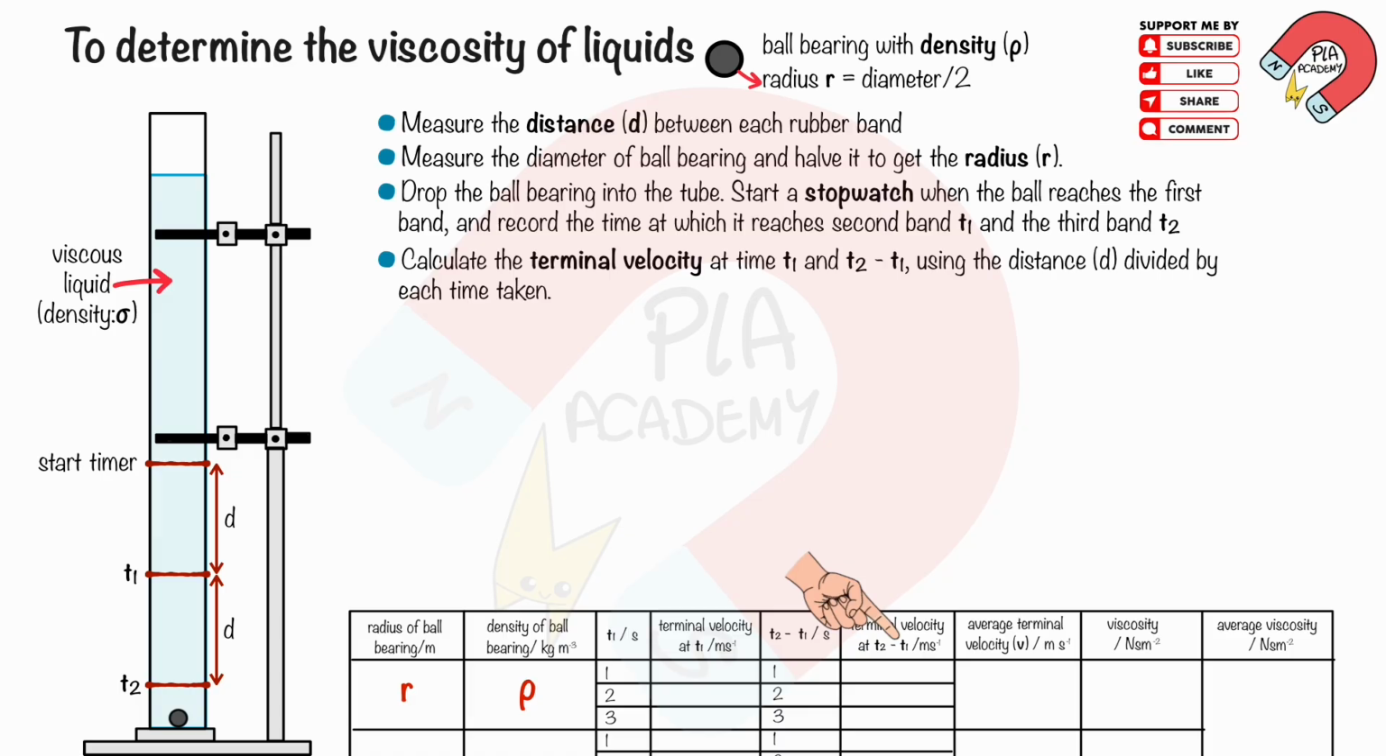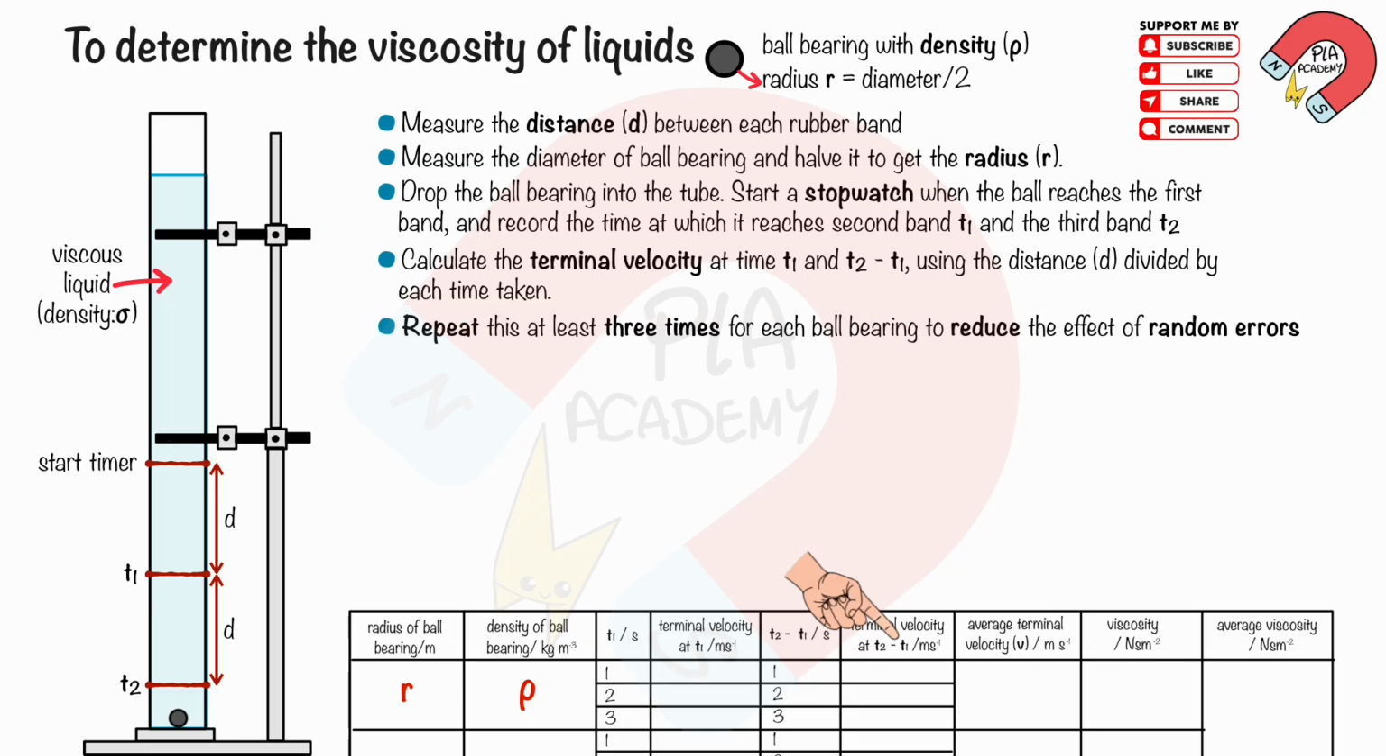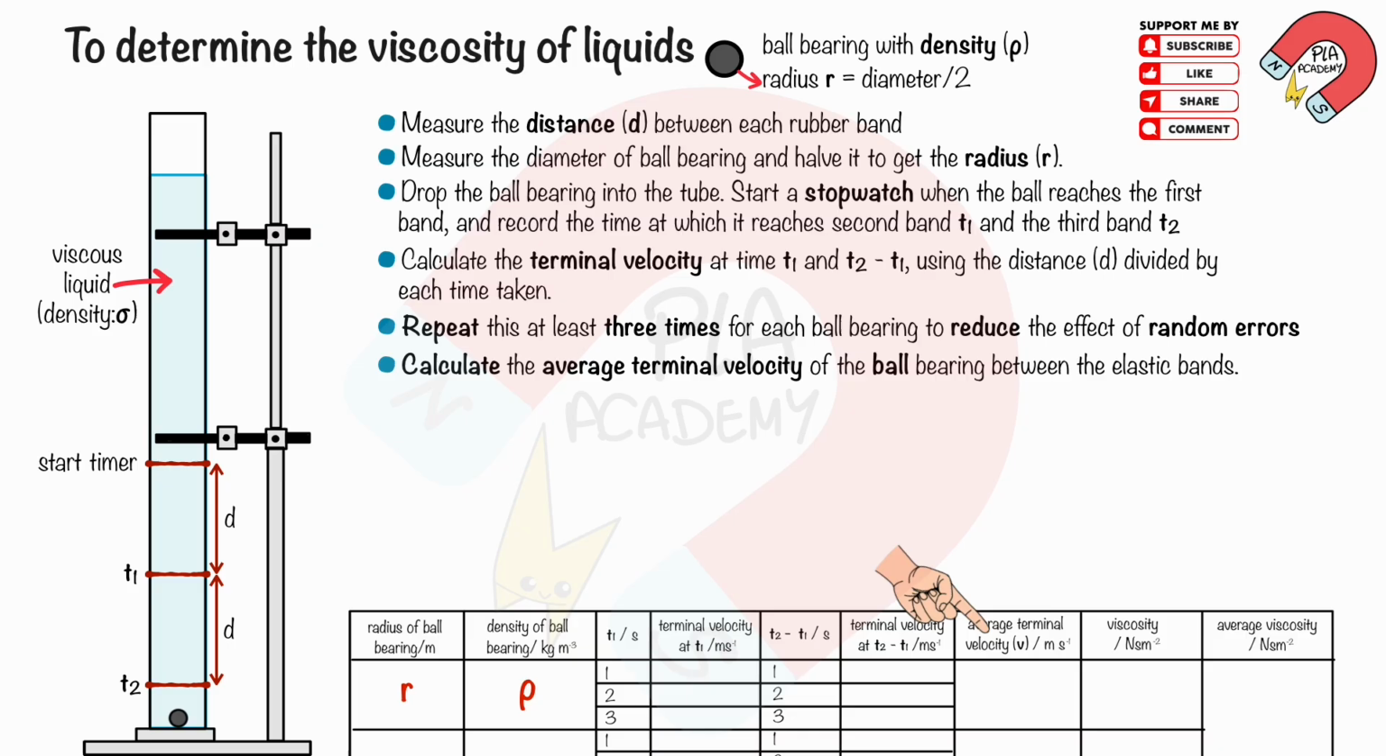If the velocities at T2 minus T1 are consistently larger than those at T1, the ball bearing might not have reached terminal velocity when you started timing, so move the elastic bands down the tube a bit and try again. Repeat this at least 3 times for each ball bearing to reduce the effect of random errors on your results. Calculate the average terminal velocity of the ball bearing between the elastic bands. Then repeat the whole thing for different sizes of ball bearing. If the ball falls close to the wall, redo the reading. This causes the flow to no longer be laminar and Stokes' law will not apply.